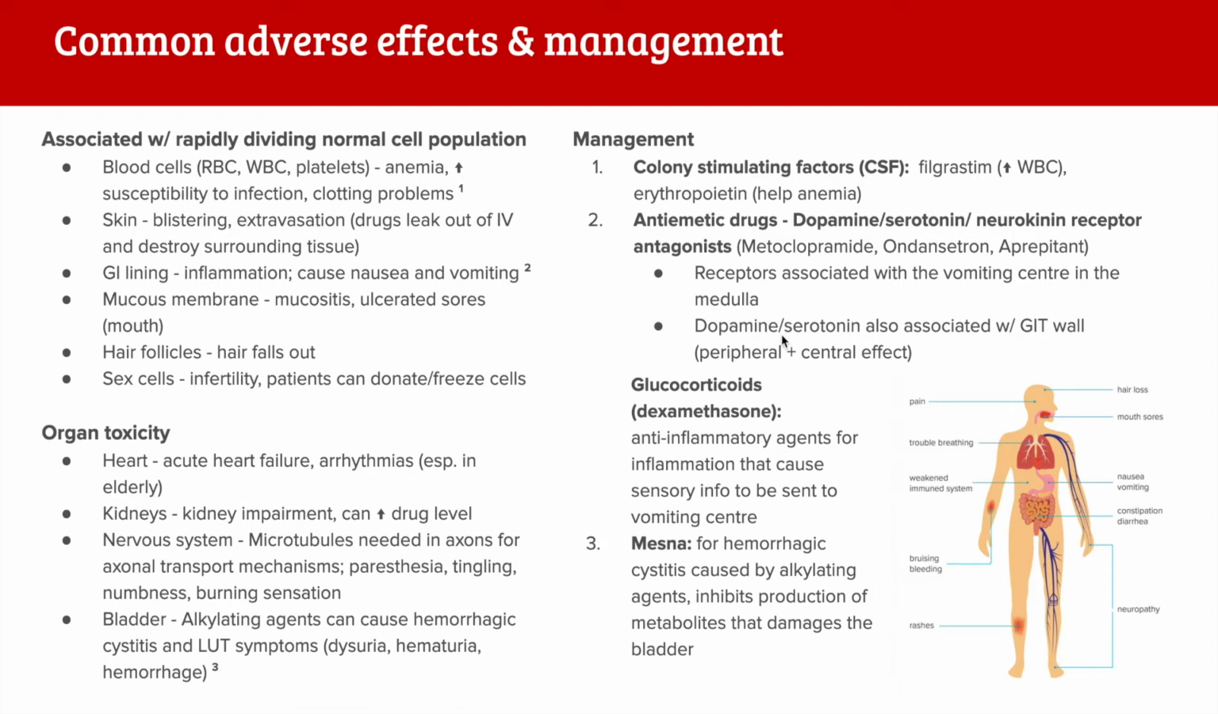Yeah, and also dopamine and serotonin are also associated with the GIT wall. So not only does it have central effects, like on the vomiting center, it also has peripheral effects. Yeah. And another way to manage these is glucocorticoids, such as dexamethasone.